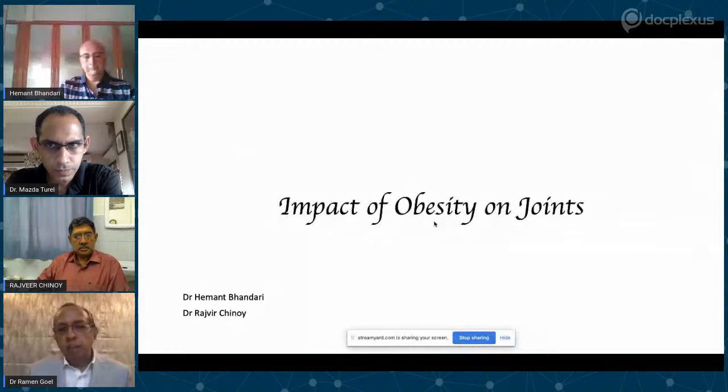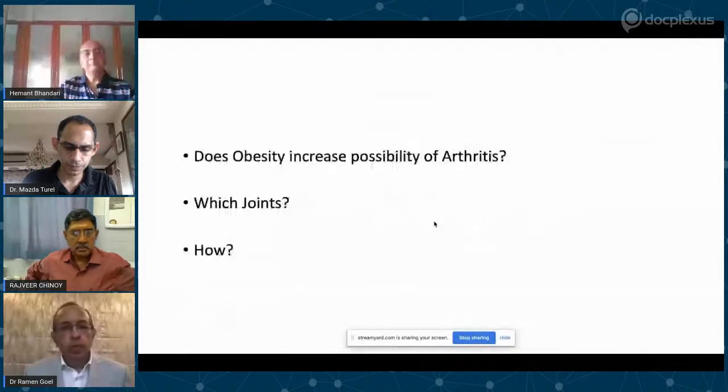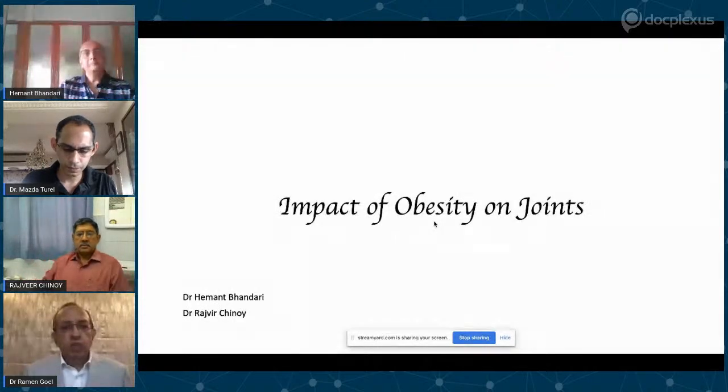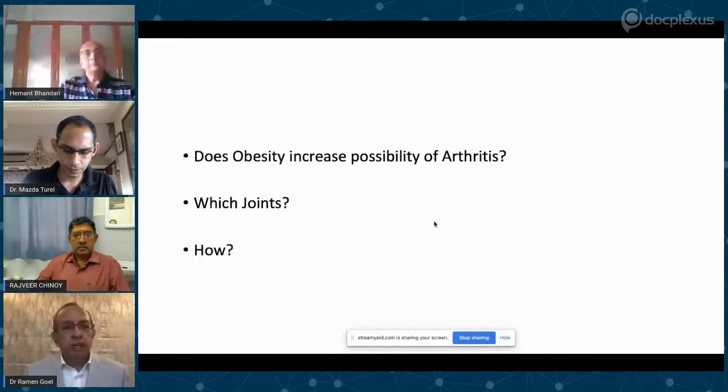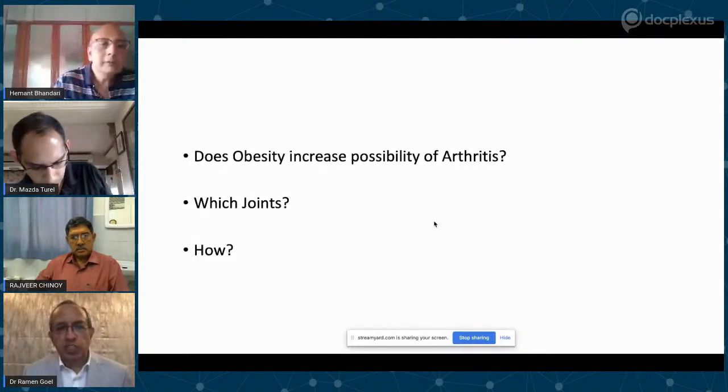We move on to the impact of obesity on other joints. This could be knee joints, hip joints. So what is the impact, Dr. Bhandari, of obesity on joints? How does it increase the possibility of arthritis? Which joints are mostly affected, and how are they affected because of obesity?